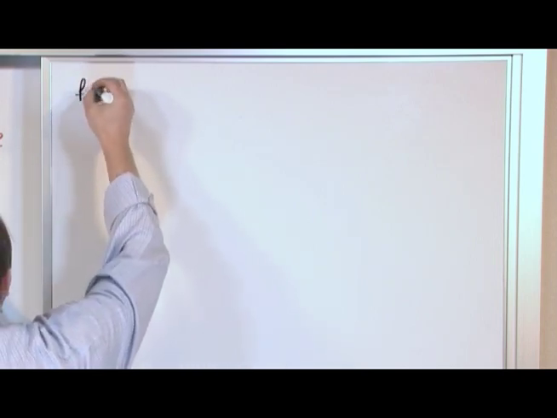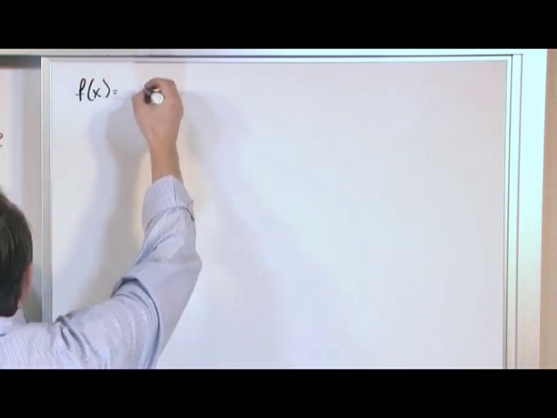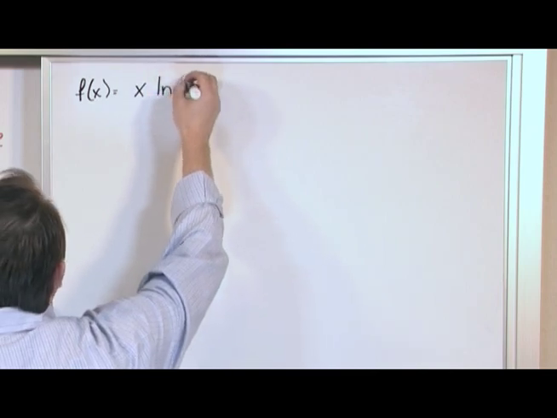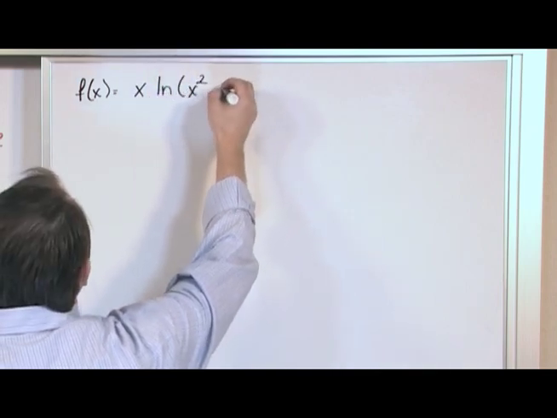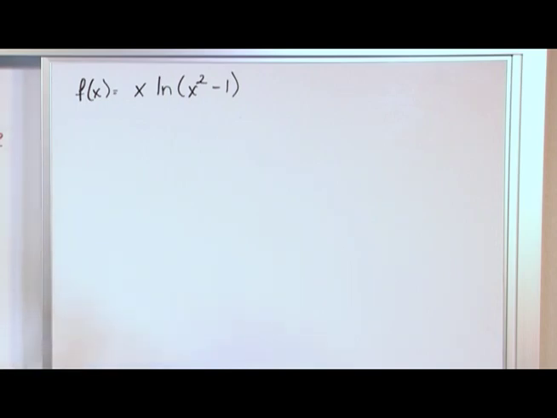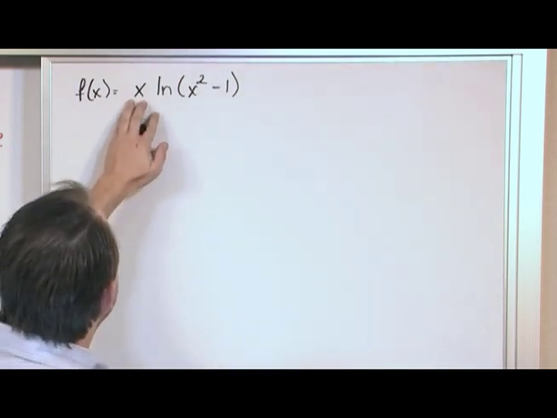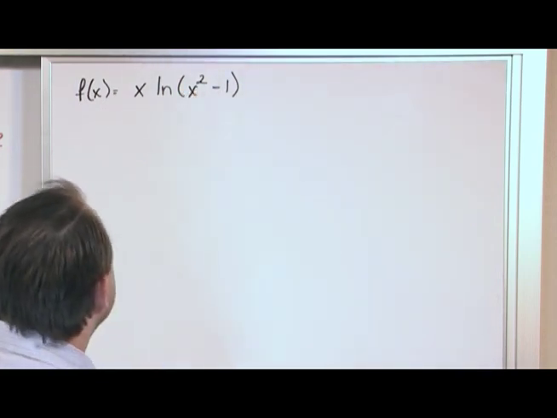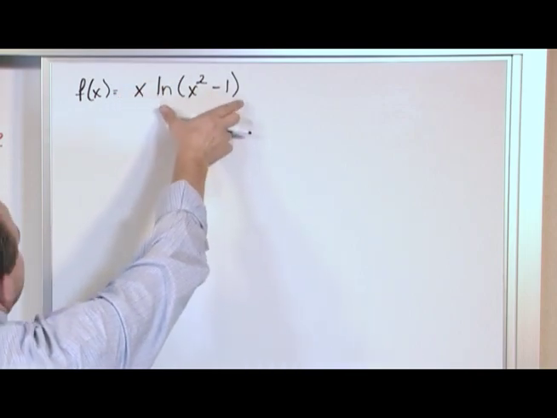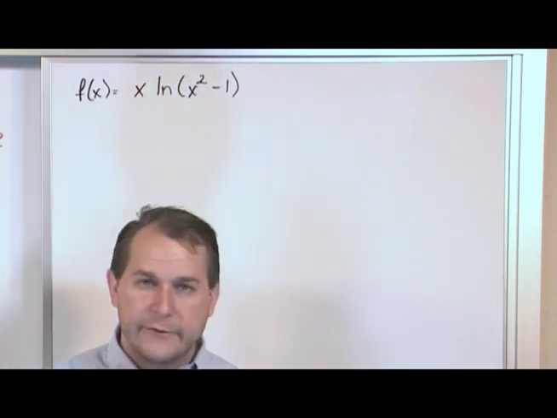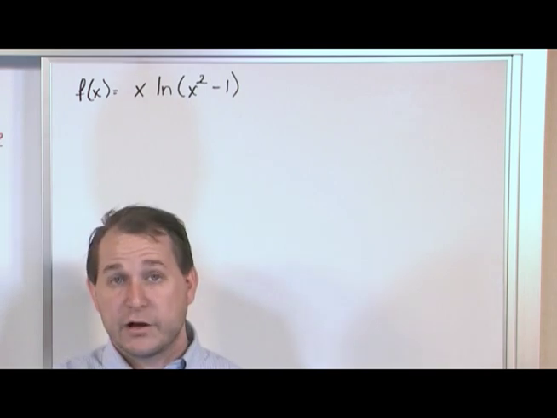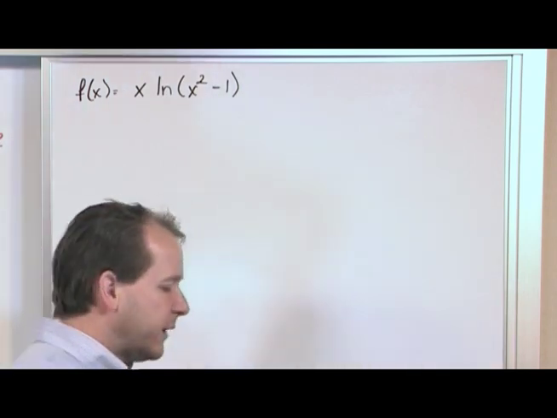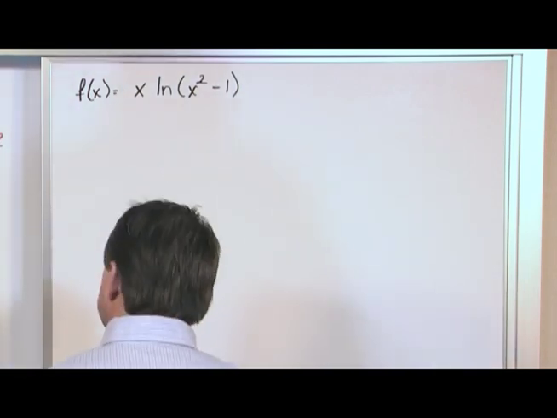So let's get a little more practice with this. Let's say we have f of x is equal to x times the natural log of x squared minus 1. Now this is a little more complicated, obviously. But you can see from a large picture you have a function multiplied by another function. This is one function here, and this is another function over here. So you have two things multiplied together, and we're going to need to use the product rule. Let's write the product rule out and see where that takes us.